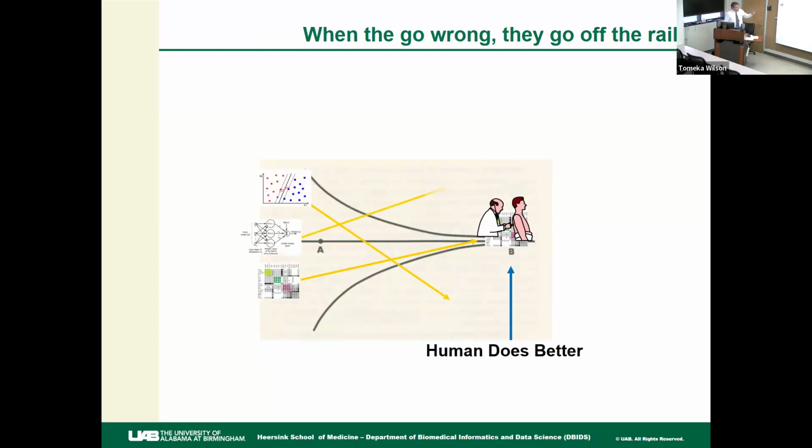Now, they can go off the rails, and when they start reasoning along an incorrect line, they often don't correct themselves unless you correct them.